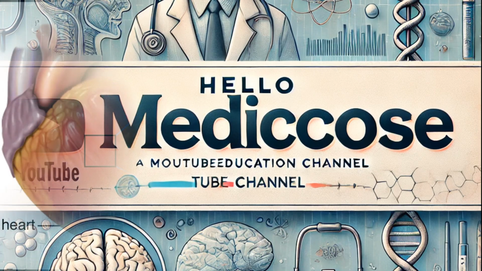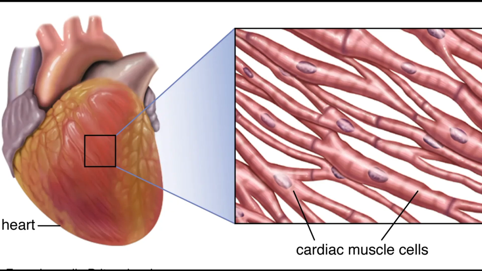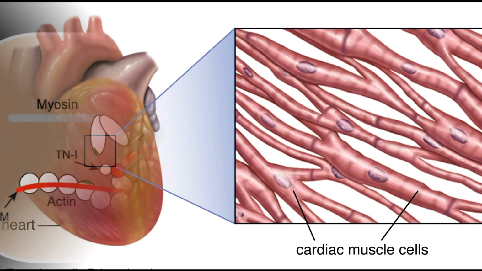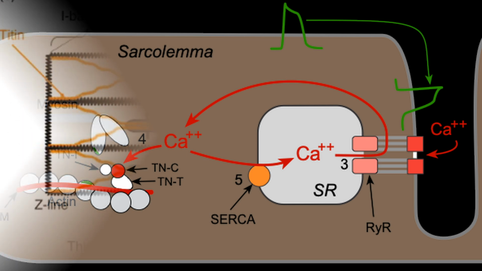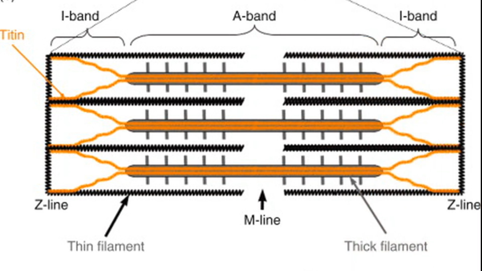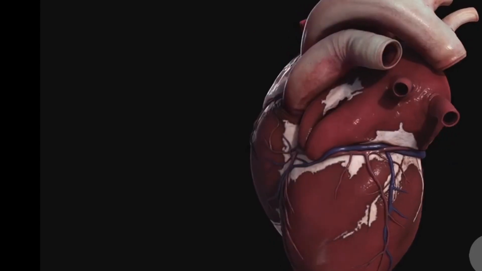In this video we'll break down the structure of heart muscle cells and explain the step-by-step process of how these cells contract, fueled by the powerful interaction between calcium and muscle proteins. From the sarcomere structure to how calcium triggers contractions, get ready to explore the science behind each heartbeat.